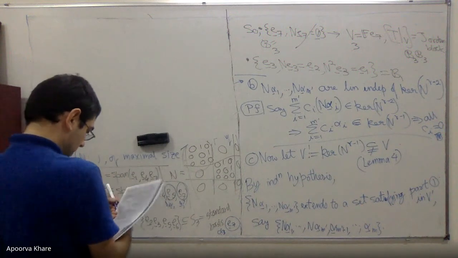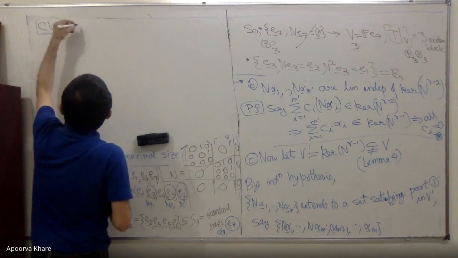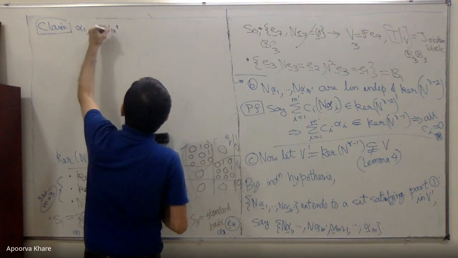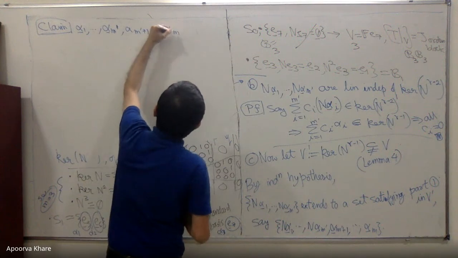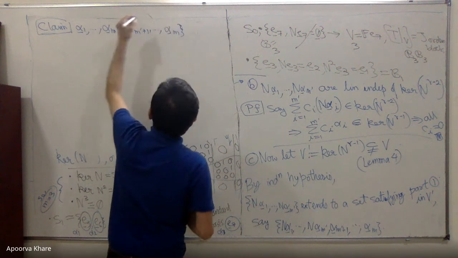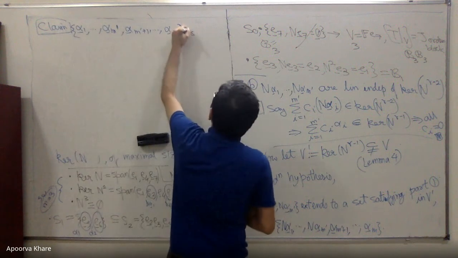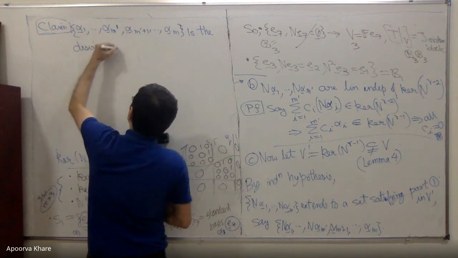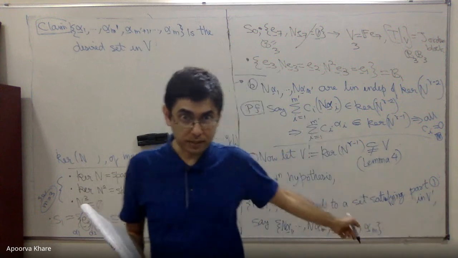Claim: alpha 1 to alpha m prime, and then again alpha m prime plus 1 to alpha m. What am I doing? I can't draw square brackets today. It's a bad day. Is the desired set in V. Not in V prime, that was this set, but in V itself.